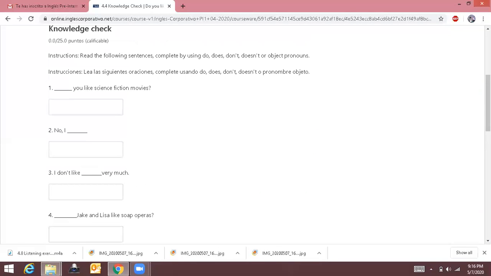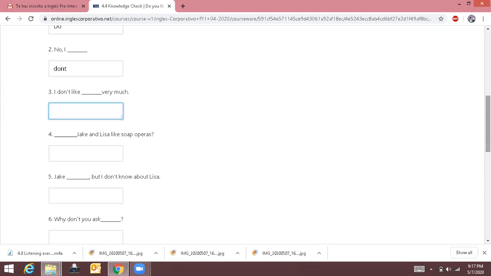You guys need to help me answer each one of them. So what's the answer for the first one? Now the instructions say: read the following sentences, complete by using do, does, don't, doesn't, or object pronouns. So what is the answer for the first one? Do you like science fiction movies? Okay. No, I don't. I don't like them.